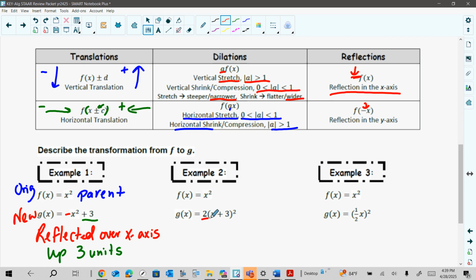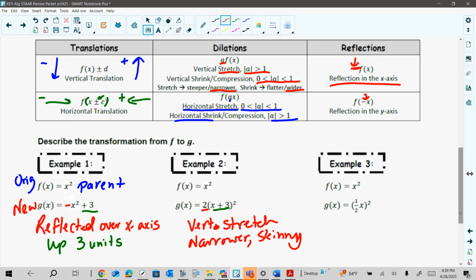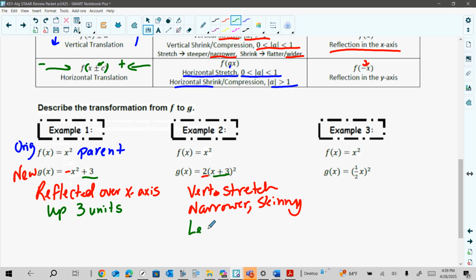And if I look on this new function, I now have a coefficient of 2 outside the parentheses. Anything greater than 1 means it's going to be a vertical stretch. And then if I look, I have +3 inside the parentheses. 3 is usually positive, but if it's inside the parentheses, you do the opposite. So this was a vertical, I'm just going to abbreviate that, vertical stretch. Or you can say it got narrower, or some people say skinny. And then the other thing we have to say is that it went to the left 3 units. So comparing the graphs might help you get to your answers.